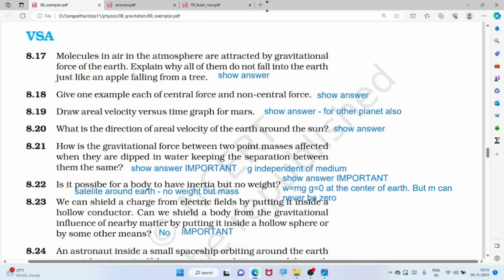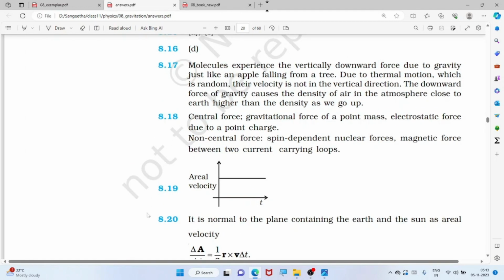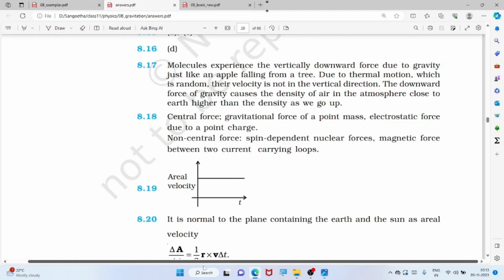Molecules in the air atmosphere are attracted by the gravitational force of the earth. Explain why all of them do not fall into the earth just like an apple. Maybe due to the weight of the particle, lightweight particles. Molecules experience a force vertically downwards due to gravity, just like the apple falling, but due to thermal motion, which is random, their velocity is not in the vertical direction.